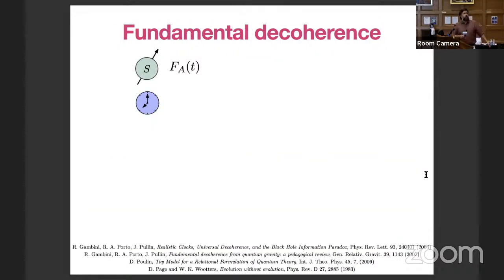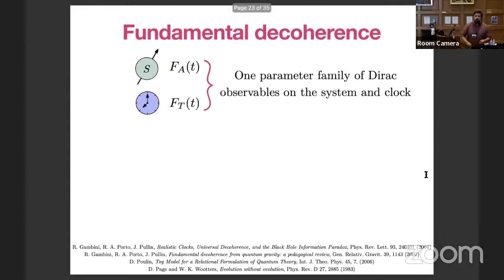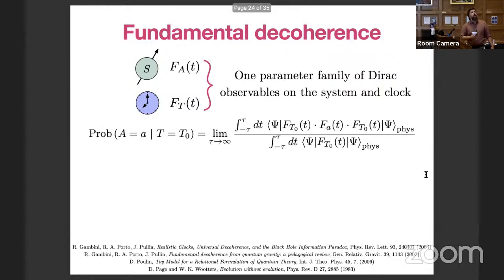Another possible modification, this is from Gambini, Porto, and Pullen, is that, well, maybe you don't want to define your dynamics relative to this little t here, because that's a partial observable, might not be gauge invariant, might not commute with the constraints. So what you should really do is introduce another Dirac observable and ask, what are the conditional probabilities of this observable here, given that this clock observable reads a particular time t. And so they go through and they construct another expression, a different expression for these conditional probabilities. I don't have time to unpack it.